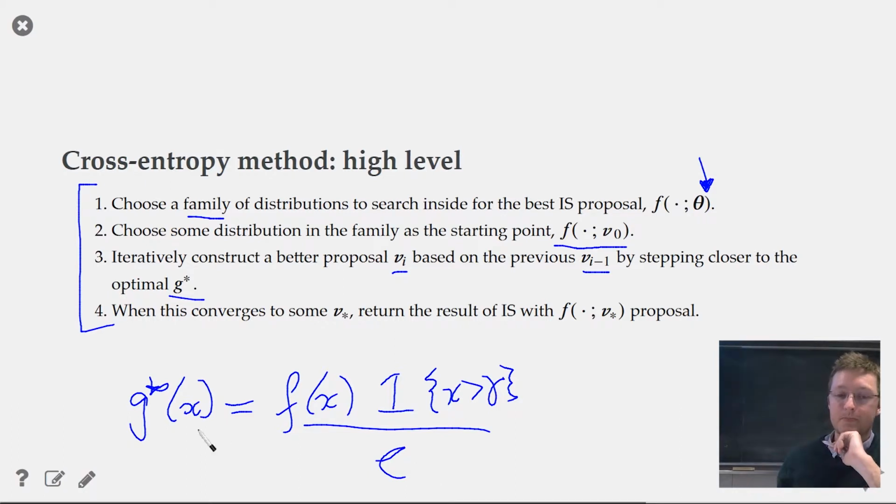In a sense, cross-entropy has finished its job at that point. Cross-entropy is just giving you a distribution, which you'll then take back to normal importance sampling and use as the proposal and come up with your answers from there.